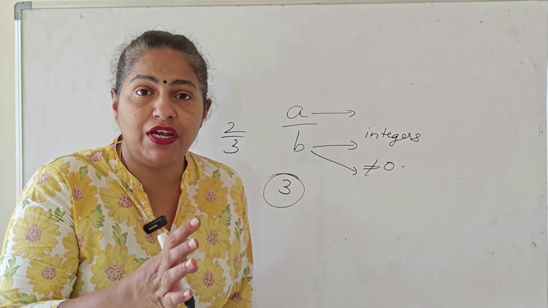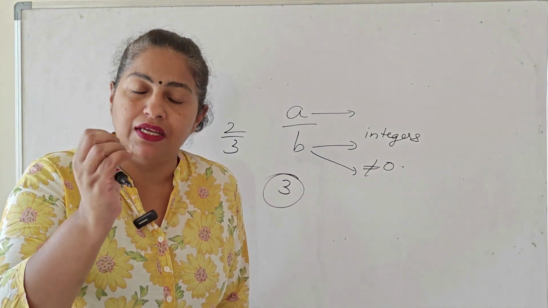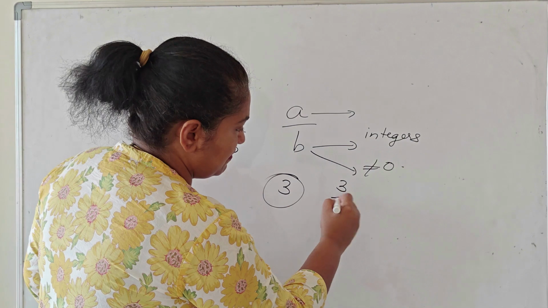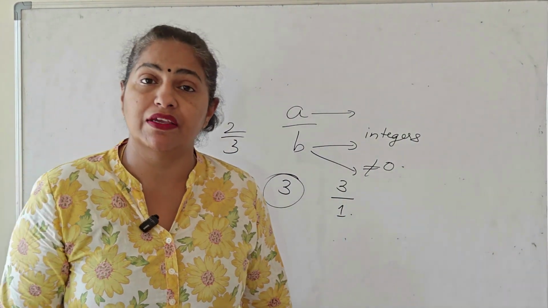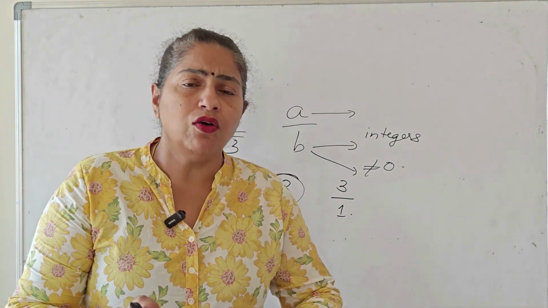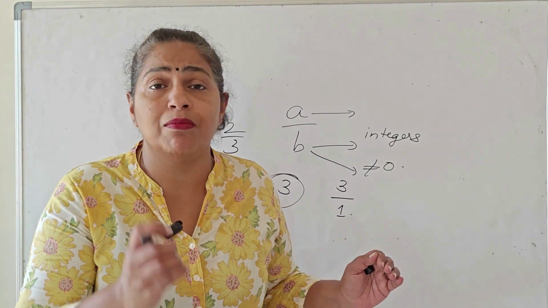3, the natural number 3, is it a rational number? It is a rational number. I can represent 3 as 3 by 1. Okay. Now, is the definition of rational number complete?